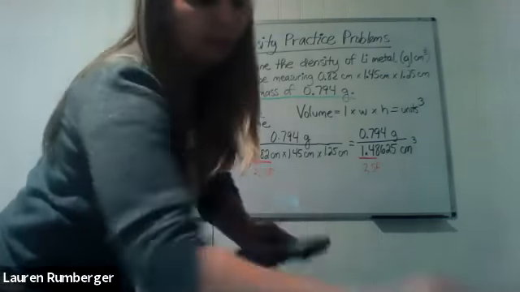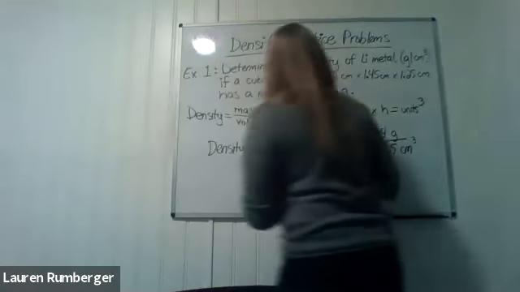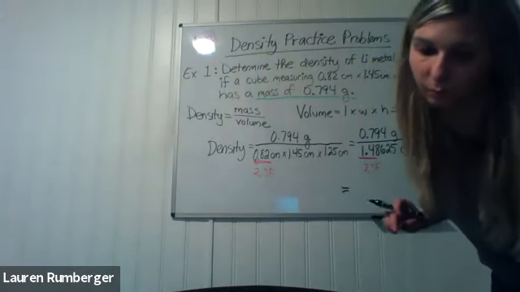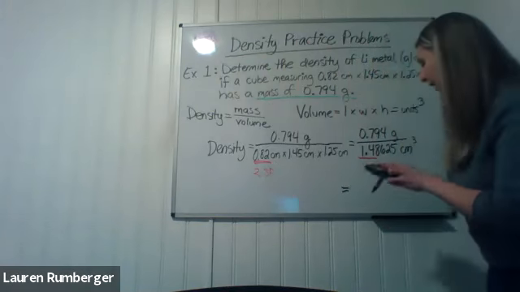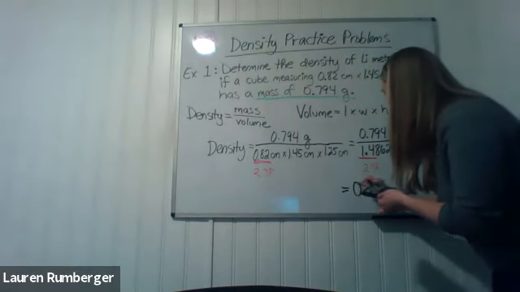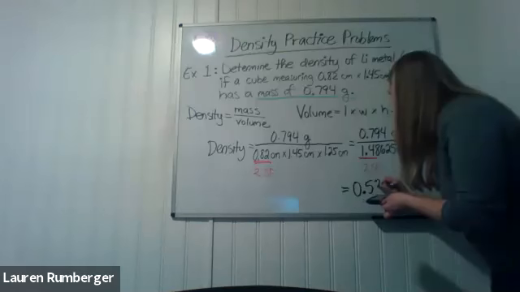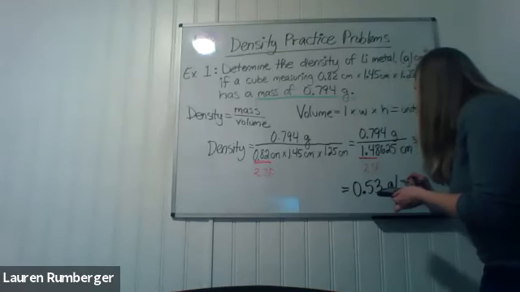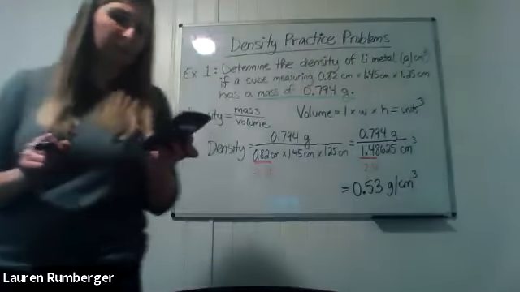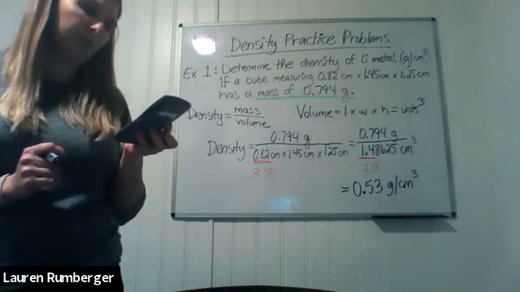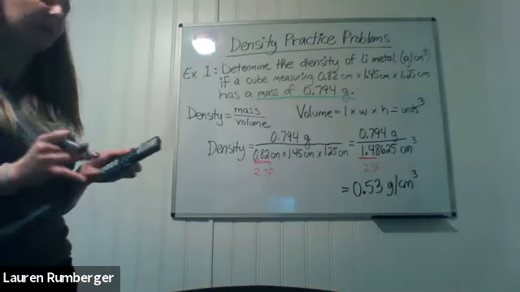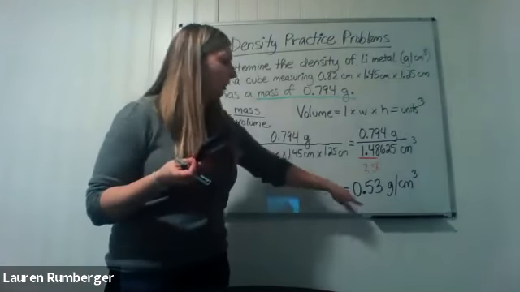And now what we get for our final answer is going to be equal to, rounding to 2 significant figures, my final answer will be 0.53 grams per cubic centimeters. Because what the calculator gave me was 0.534230, etc. Okay, so when you put that in your calculator, you'll see that, but you'll see that I've rounded it to 0.53.